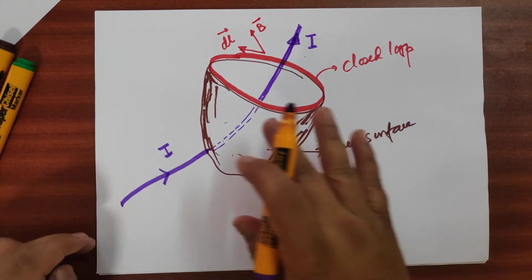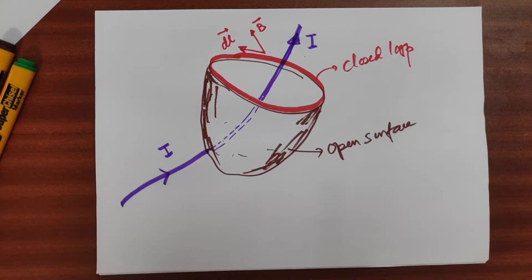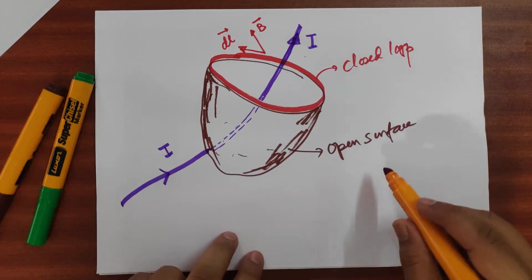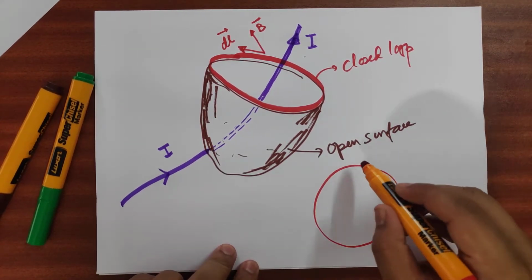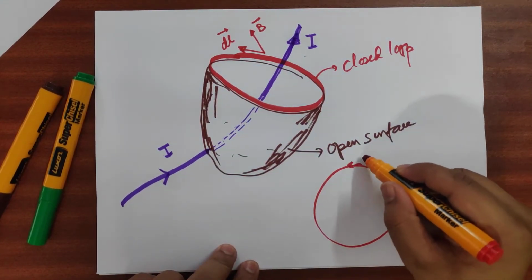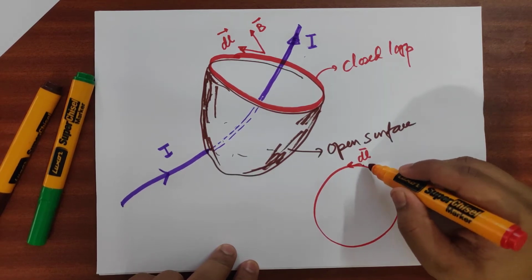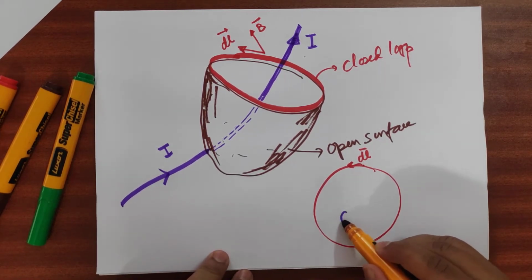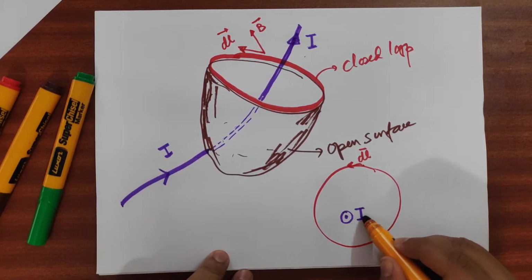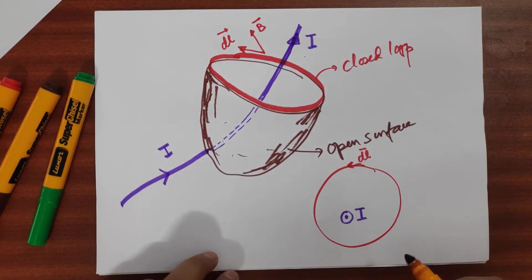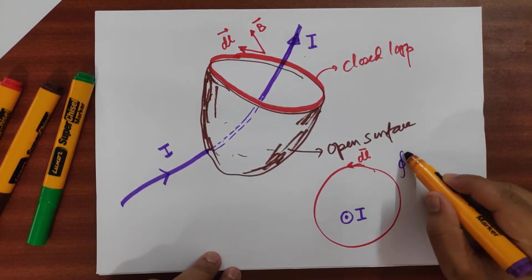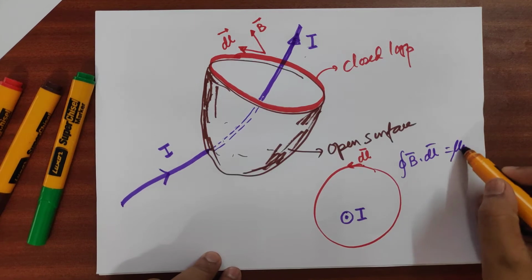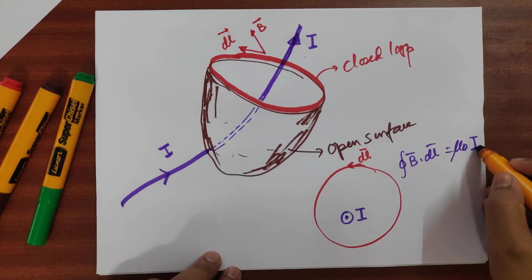Right. So for this also, this is equivalent to, if I draw it this way, the circumference or the loop, B dot dl. B is somewhere here, and for this open surface, this is the current crossing the open surface, I. So for this I can write integral of B dot dl equal to mu0 into I.